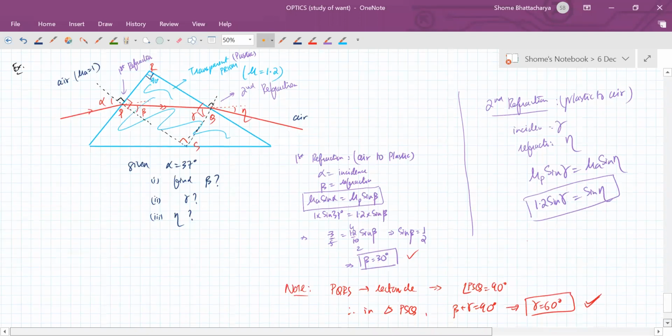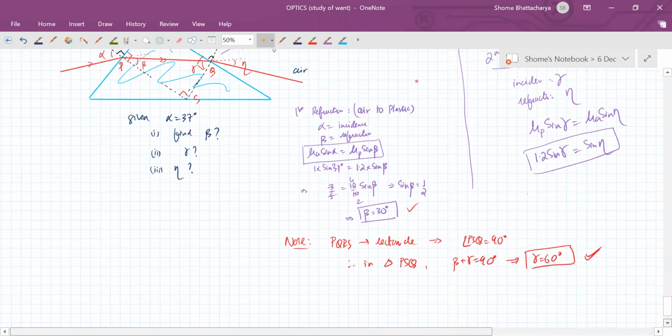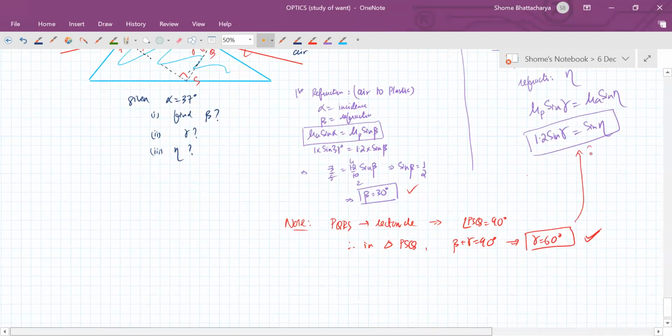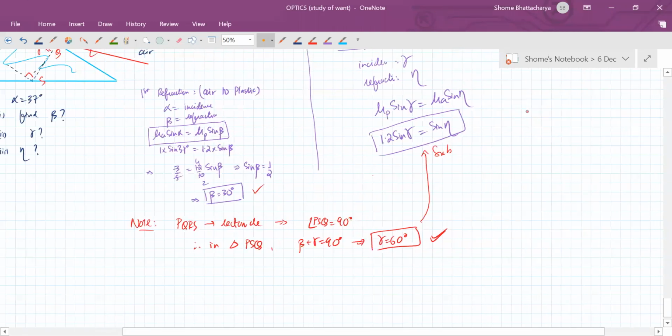Okay. Yeah. So now let us work out. Now we will substitute this here. So from that we should get eta. So let's see what we are getting. So 1.2 times sine 60 should be equal to sine eta. So sine of eta is coming out to be 1.2 into root 3 by 2. So that is approximately 0.6 into 1.73. Okay. So how much is that now?